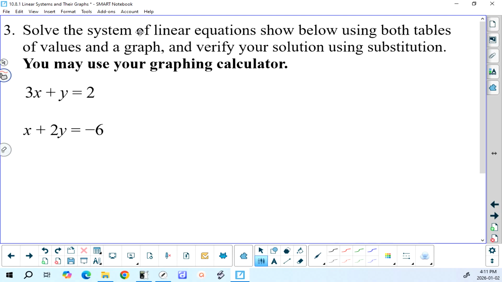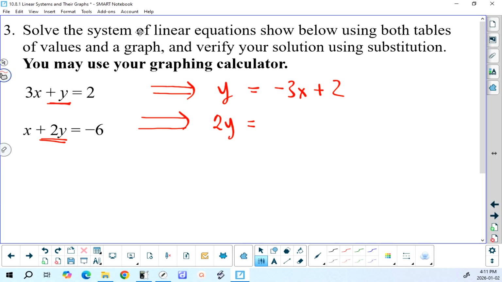So let's solve this one using our graphing calculator, and then we're done with the lesson. The first thing you need to do is rearrange each of these equations for y. And since y is positive here, I'm happy with that turn of events, so I'm simply going to subtract 3x from both sides. Over here, y is positive. I'm happy. I'm going to leave the 2y there and subtract x from both sides.